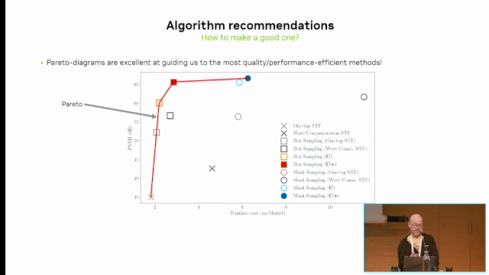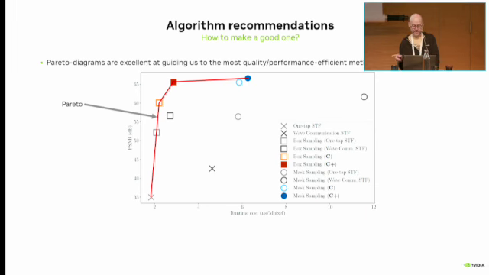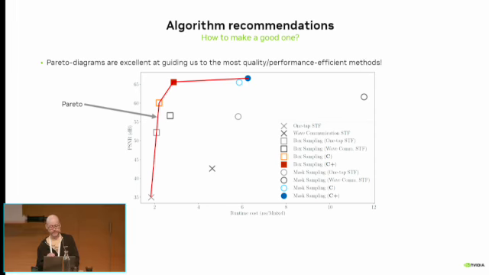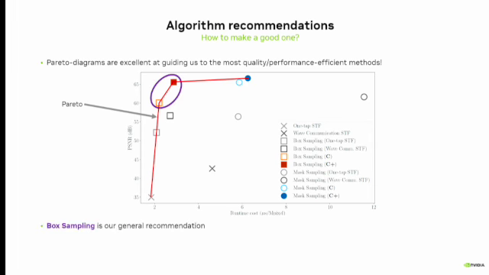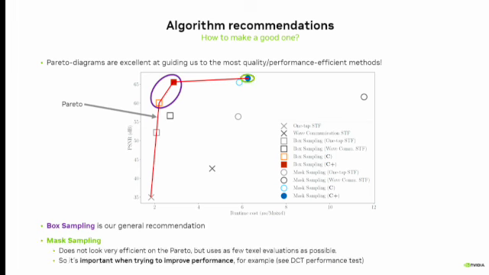So in this Pareto diagram, we have runtime cost on the x-axis and PSNR quality on the y-axis. You want to be to the left on the x-axis, and high on the y-axis. Therefore, the red curve here is a Pareto curve. The recommendation is, in general, box sampling with our own fallbacks, and sometimes mask sampling can be the recommendation if you want to go after more performance, which we did, for example, in this DCT example.